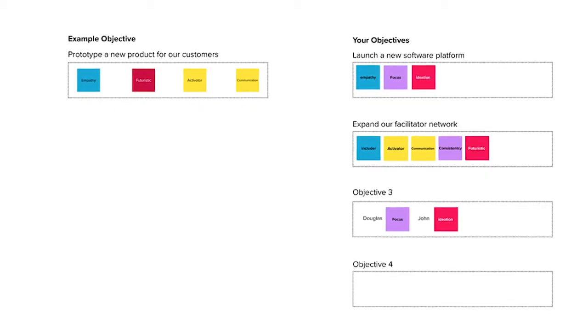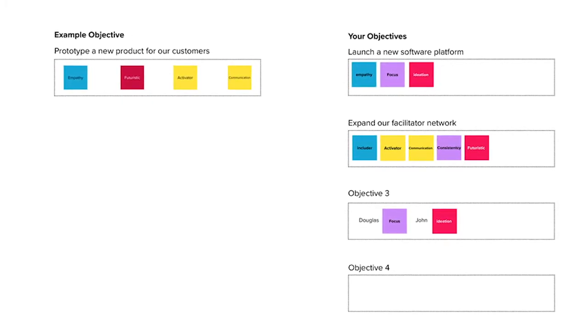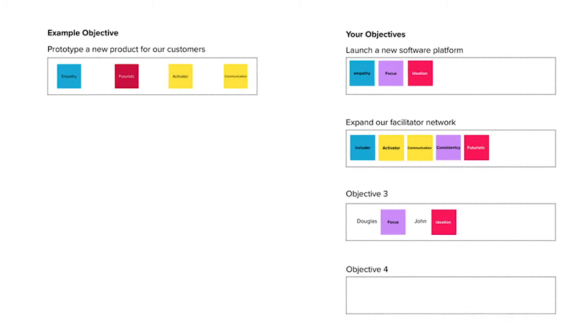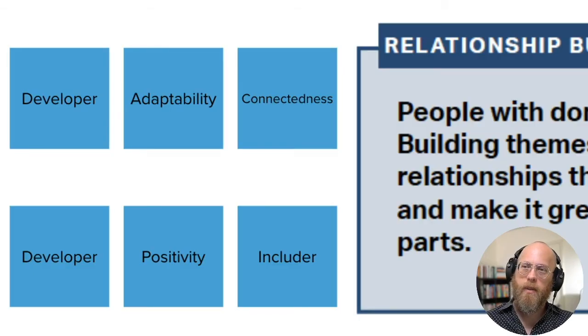Let's consider this last objective below: expand our facilitator network. So we're looking to expand our facilitating capabilities by expanding our network. What are some strengths that would benefit us? Includer really jumps out to me.